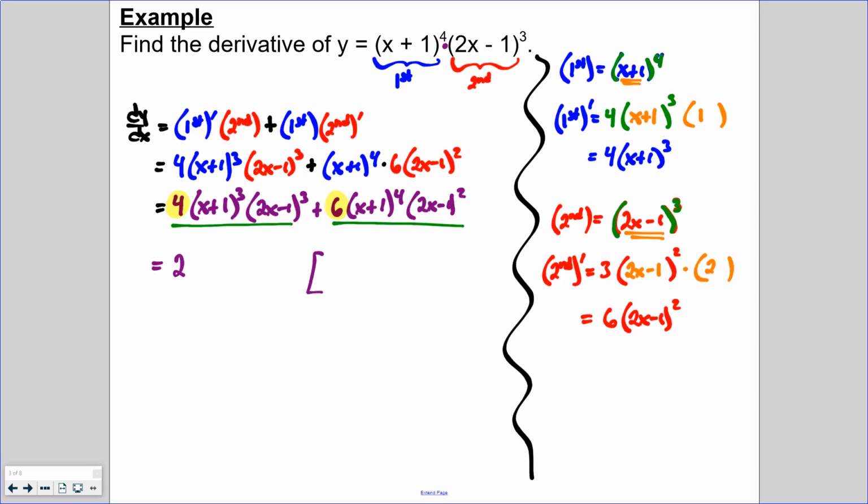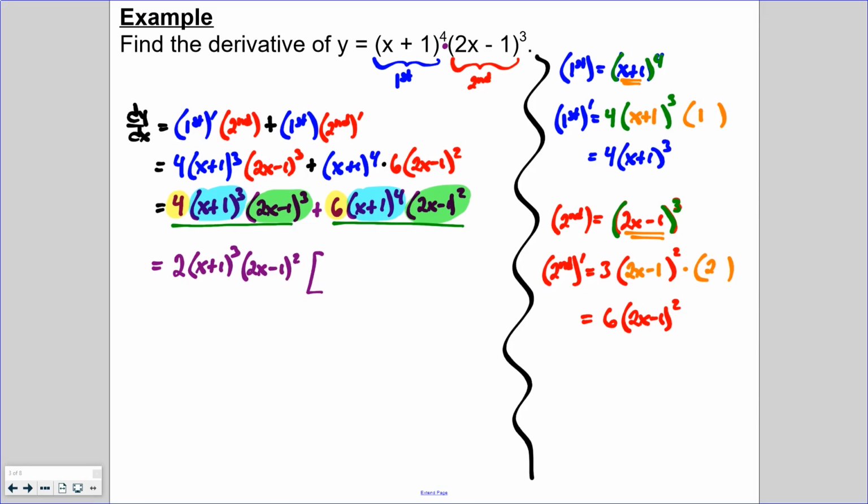And then let's take a look at the next set of factors. What do (x+1)^3 and (x+1)^4 have in common? Well, those are both going to have (x+1)^3 in common. All right, and then, moving right along here, what do (2x-1)^3 and (2x-1)^2 have in common? Well, those both have a (2x-1)^2 in common.